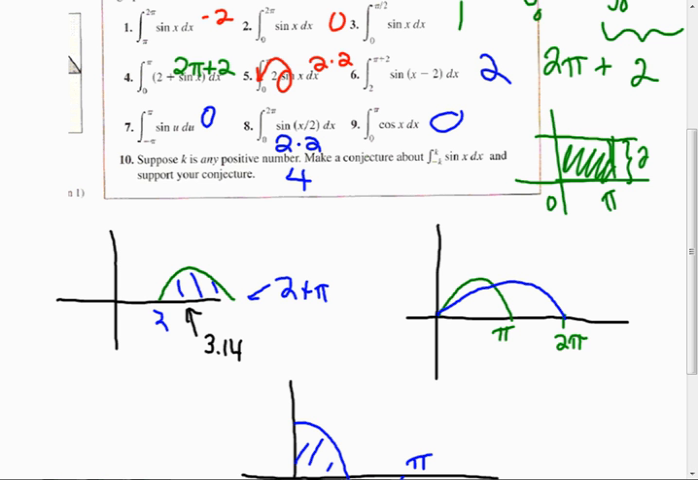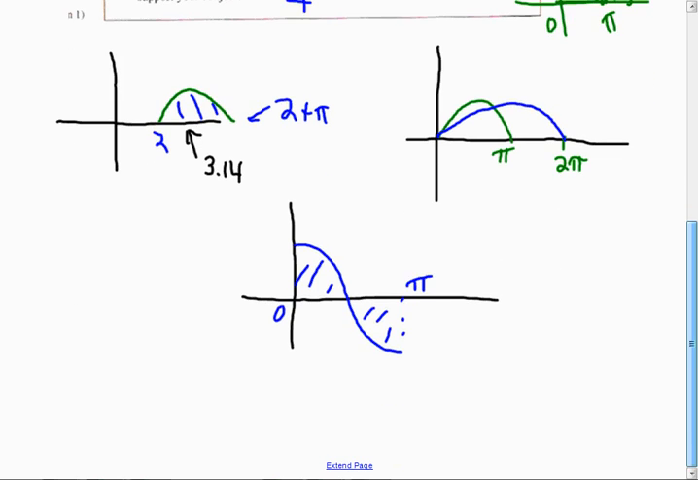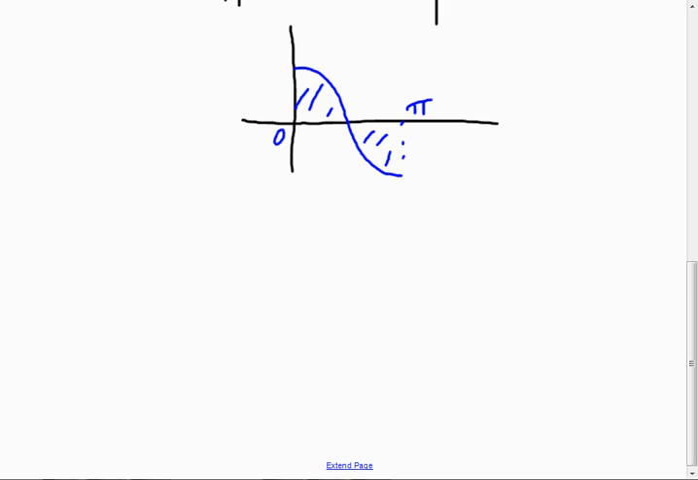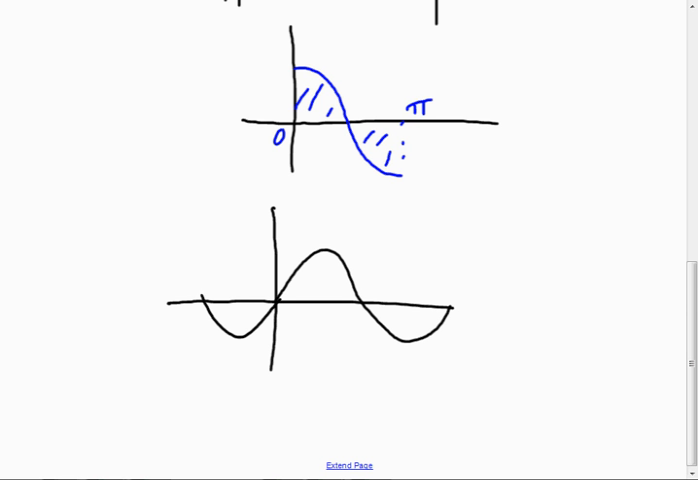And the last one is make a conjecture about the sine function from minus k to k. What's true about the sine function? Is it even or odd? It's odd. So here's the sine function. Not a great picture, but it's okay.